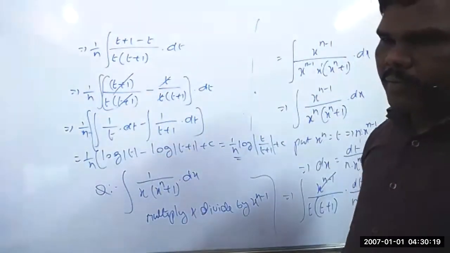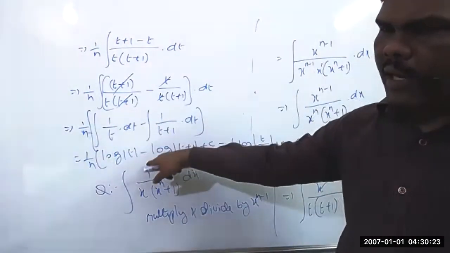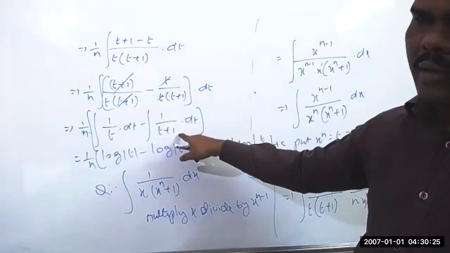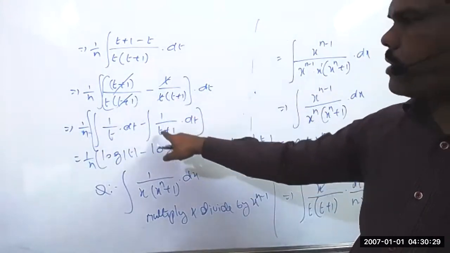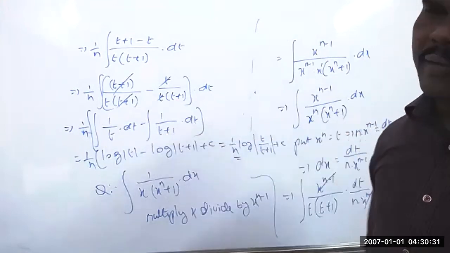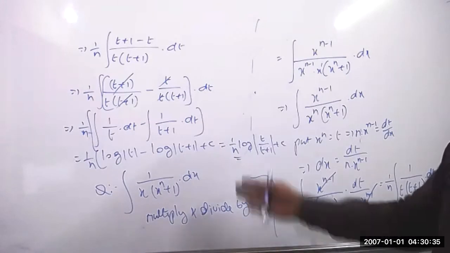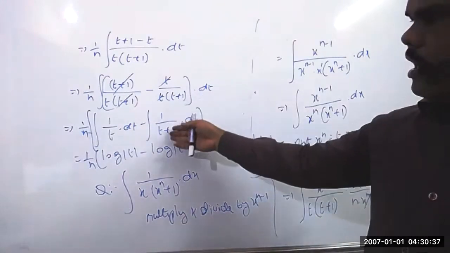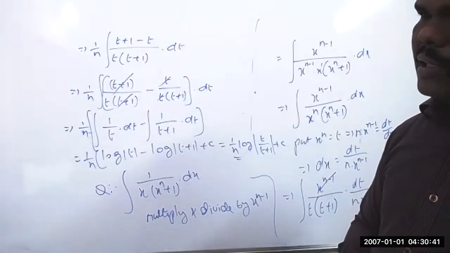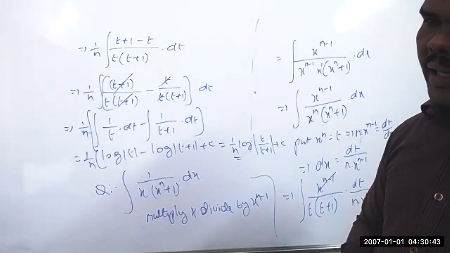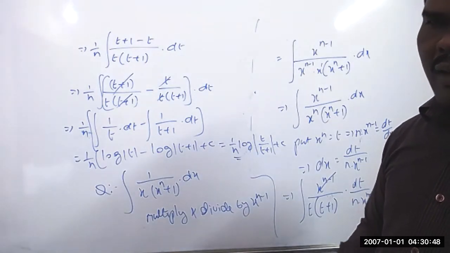Okay, but maybe we'll get confused. Sir, here 1 by t we take directly, but here we got 1 by t plus 1. The integration of 1 by t plus 1 equals log modulus of t plus 1. Already yesterday, the integration of 1 by t plus 1 equals log modulus t plus 1 only. Already previously we did that in partial fractions: the integration of 1 by x plus 1 equals log modulus of x plus 1.